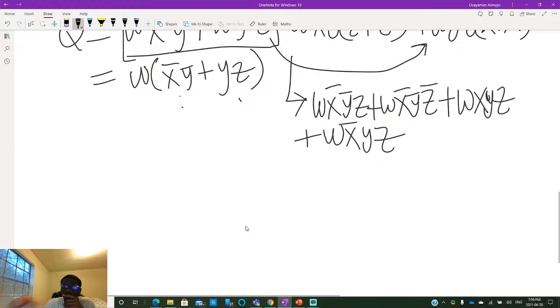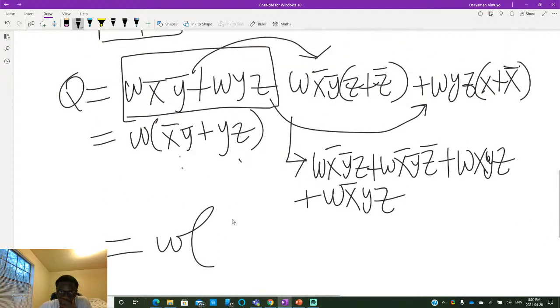So we have this, right? And now notice that W is common in each of these terms. So we can factor out W, right?